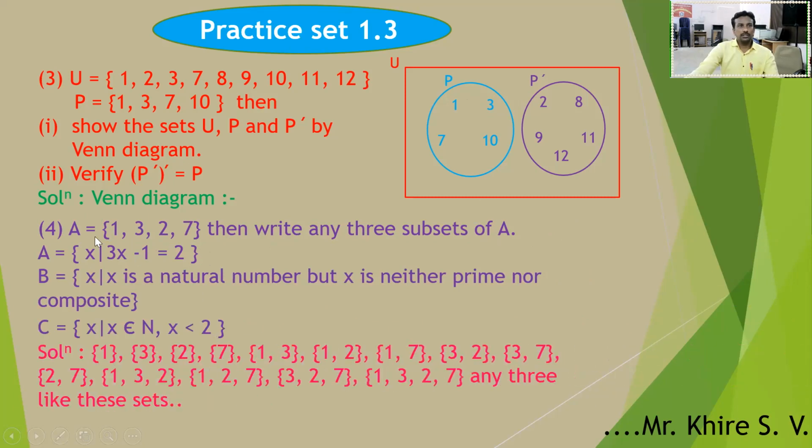The subsets of set A {1, 3, 2, 7} are {1}, {3}, {2}, {7}, {1, 3}, {1, 2}, {1, 7}, {3, 2}, {3, 7}, {2, 7}, {1, 3, 2}, {1, 2, 7}, {3, 2, 7}, {1, 3, 2, 7} like this. You can write any three of these sets. Out of all these you can write any three sets. Got it?